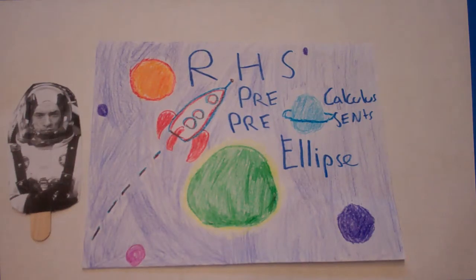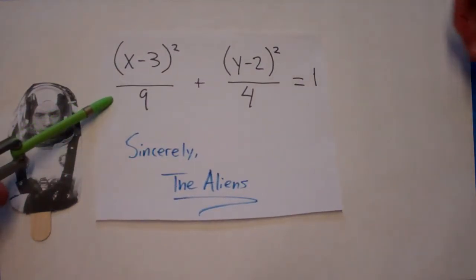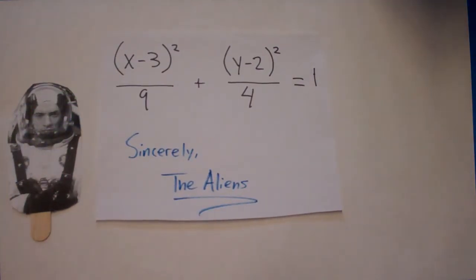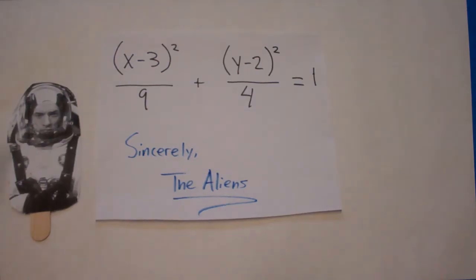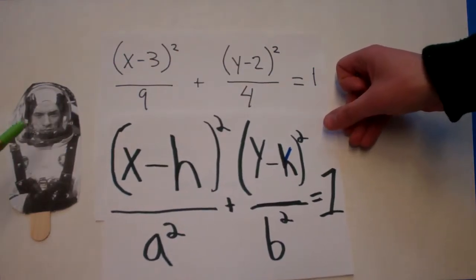After the failed Apollo 13 mission, Tom Hanks received an extraterrestrial message with an equation depicting the elliptical orbit of an alien planet. Here's what the equation looked like. Fortunately, Tom Hanks was a professional mathematician, and his mathematical toolbox contained the method for graphing ellipses.